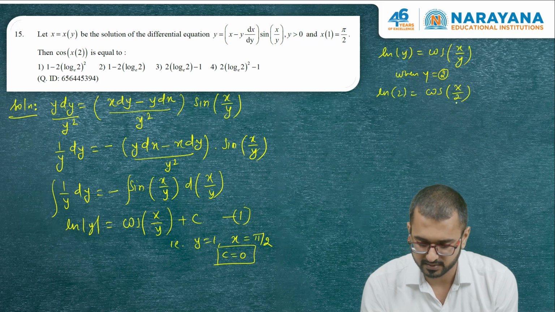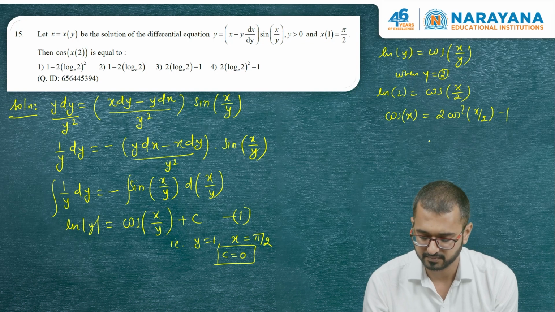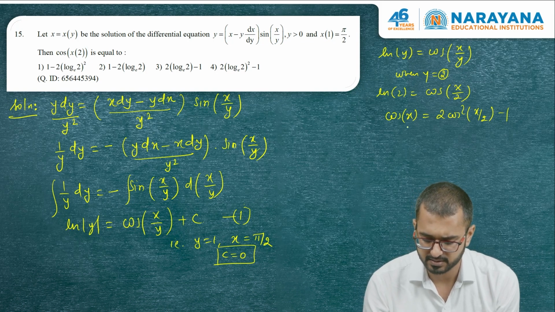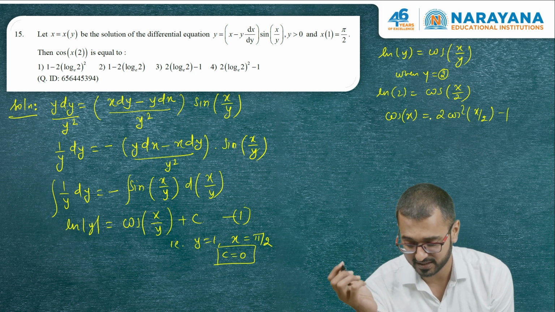Y is 2, so x by 2. That means cos of x by 2. That means I need cos x. So I can write down cos x is equal to 2 times cos square x by 2 minus 1. Same cos 2 theta formula: cos 2 theta is cos square minus sin square. We can write down cos 2x in that way.